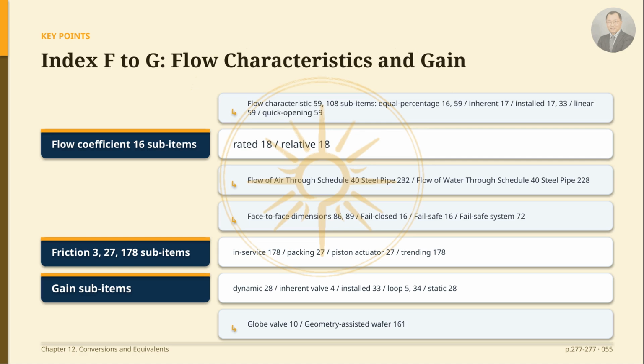This slide is an index table summarizing key technical terms and their corresponding pages, focusing on flow characteristics and gain. For example, flow characteristic can be found on pages 59 and 108, and for gain, loop gain is described in detail on pages 5 and 34. The other items are also organized alphabetically so that engineers can quickly find the concepts they need during their work. Therefore, rather than memorizing the entire content, please refer to this index and check the detailed information on the corresponding pages when you need a specific parameter or calculation basis.